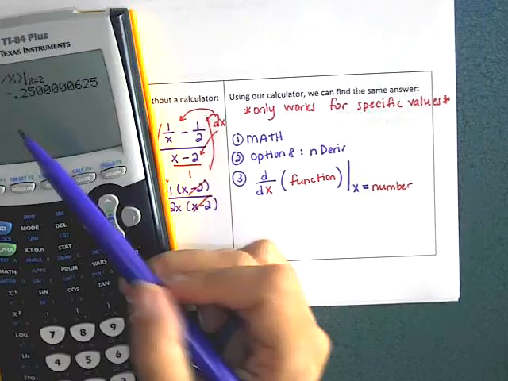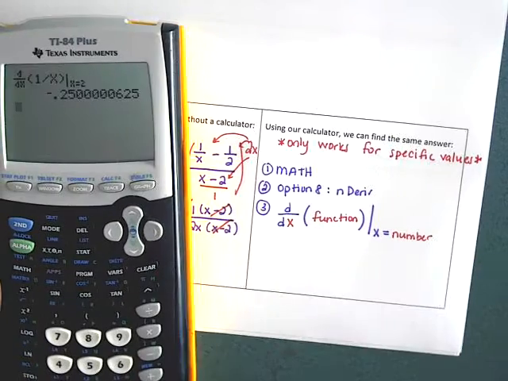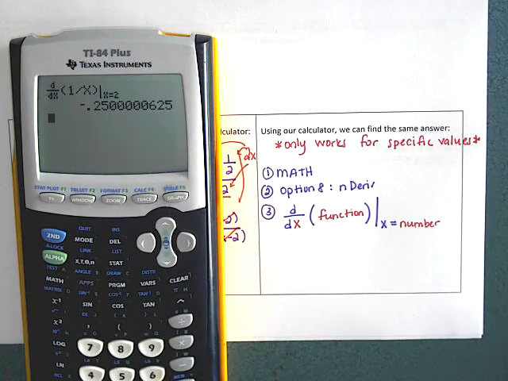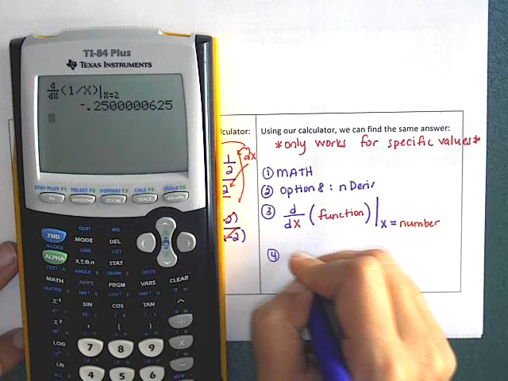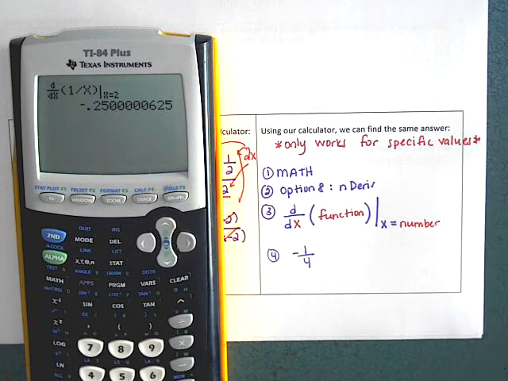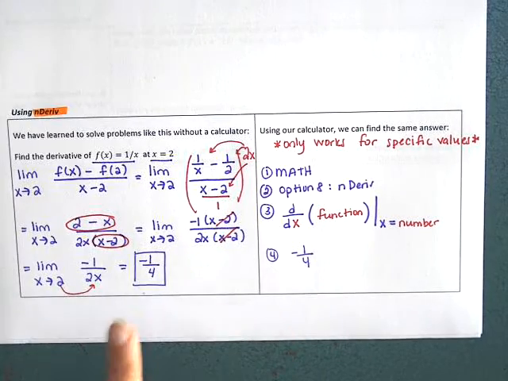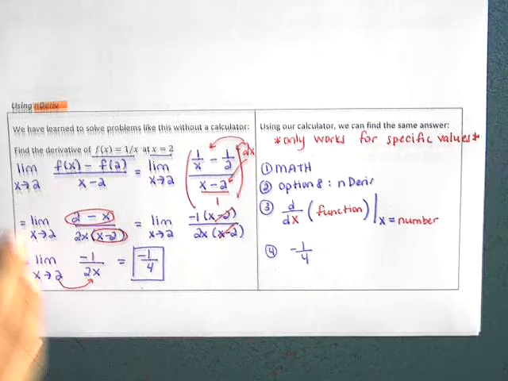Now it says negative 0.25 and a bunch of other digits. Your calculator is using a limit, it's estimating, but it's a pretty good estimate. So can we agree that negative 0.25 is pretty close to negative 1/4? That's our answer. You'll notice that negative 1/4 matches negative 1/4, so you're good.